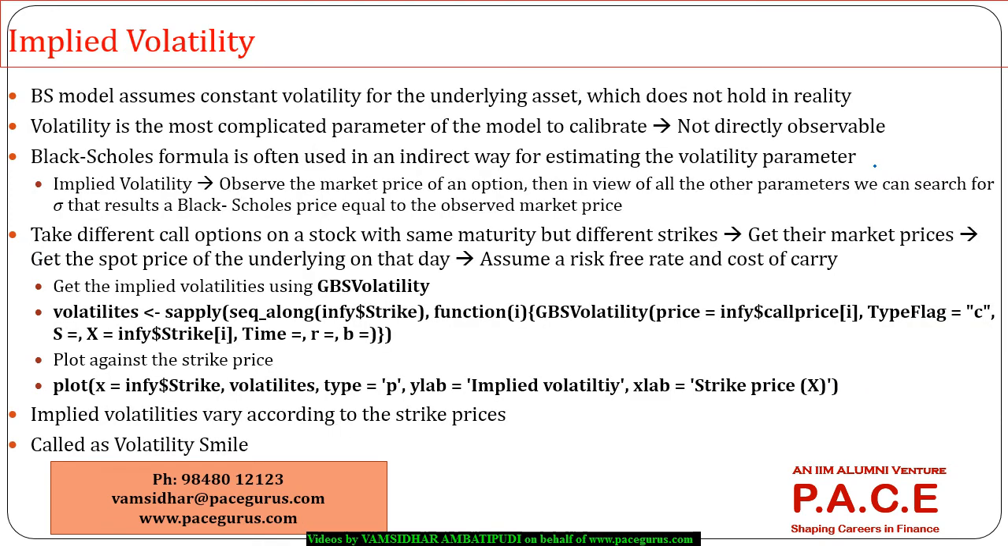Then one more important topic that I want to cover in this session is the concept of implied volatility. We have already seen in the Black-Scholes model that one of the major assumptions of the model is that the volatility is constant for the asset throughout the entire period of the validity of the option. But in reality, the volatility of the underlying keeps changing quite heavily. So that's a major challenge. Volatility is a very, very complicated parameter.